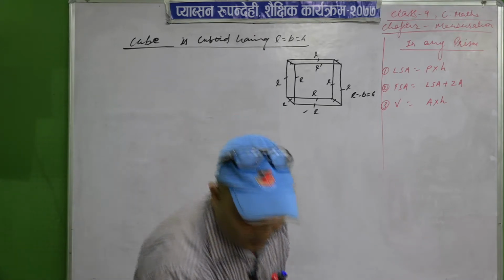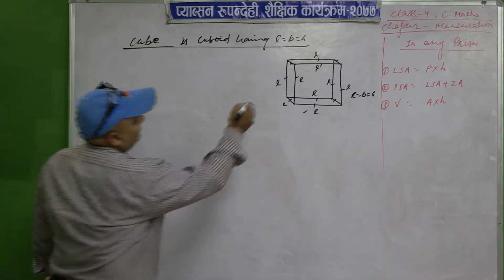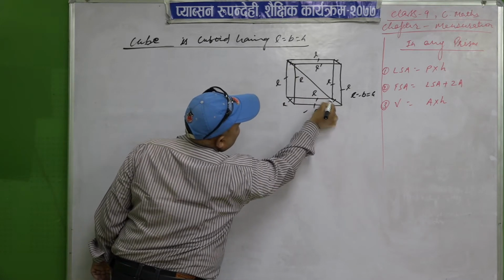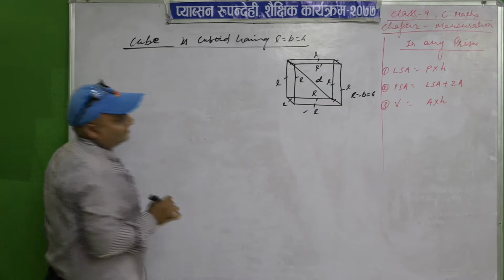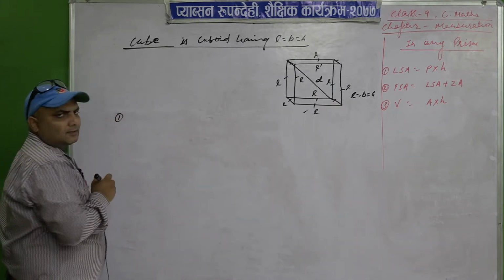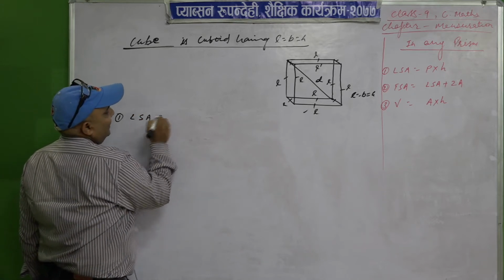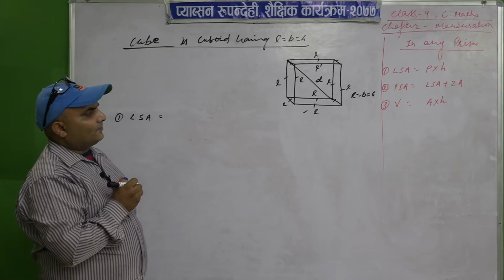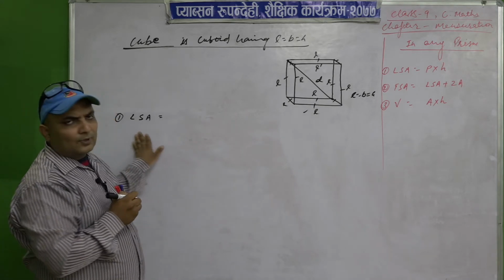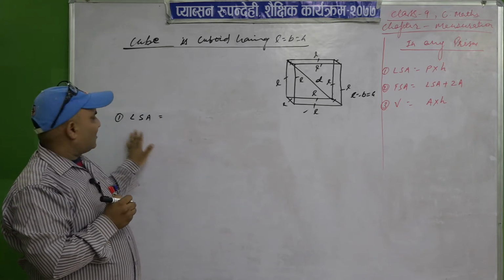Now we are going to have some formulas, and if we join this point to this point, we will get the diagonal of the cube. Now we have to find out, suppose LSA, and we knew that a cube is a rectangular prism. So use the formula of rectangular prism for LSA.